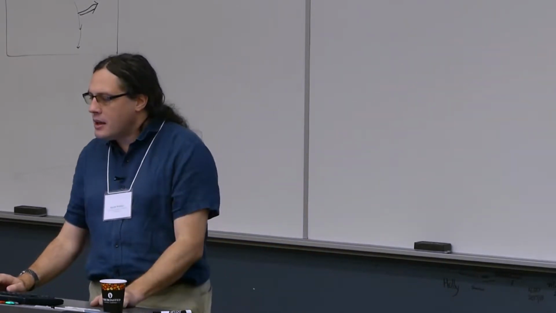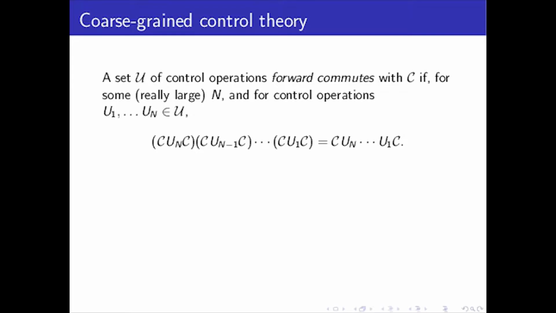Okay, in that case, why does it matter? Let me say what I mean by a coarse-grained control theory. I've got my set of control operations, and that set of control operations, jargon term, forward commutes with the coarse-graining if this equation holds for any reasonable length sequence of control operations.